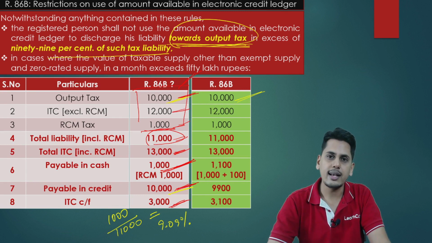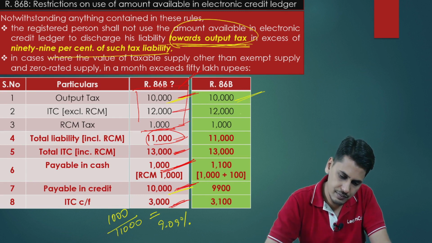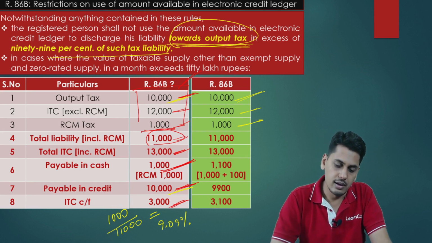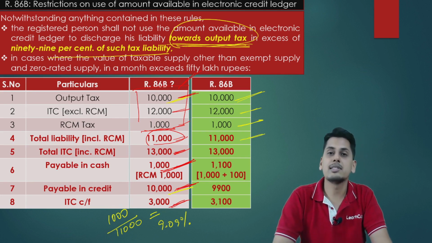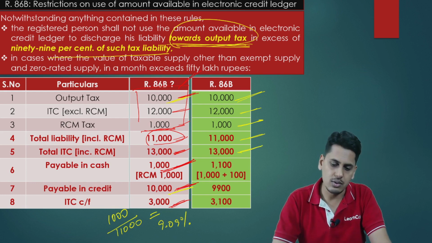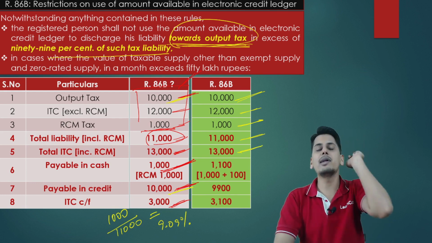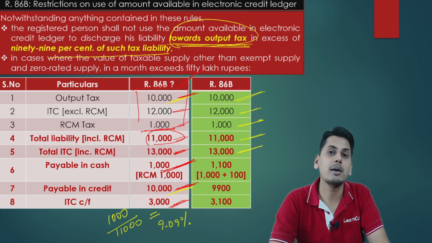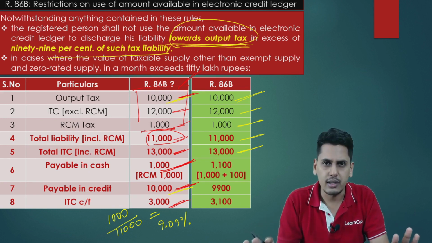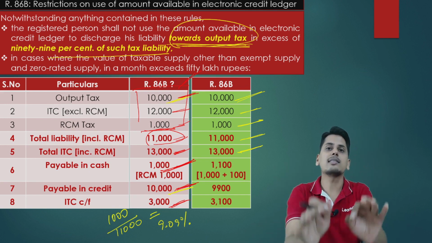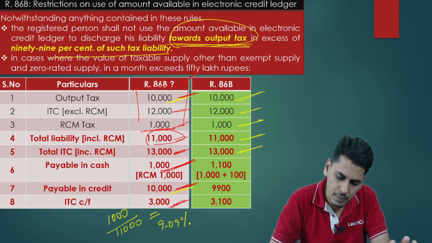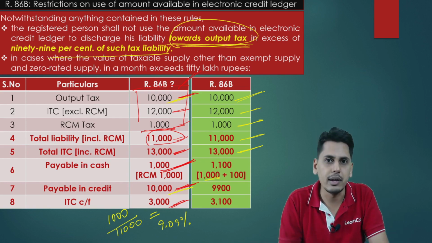10,000 is your output tax. ITC excluding RCM is 12,000. Fine. RCM tax is 1,000. The facts remain the same. Now, total liability including RCM is how much? 11,000. Total ITC including RCM is how much? 13,000. Now, how much is payable in cash? Friends, 1,000 is payable in cash. I already know it. Even without 86B, I know that 1,000 is payable through cash because 1,000 is RCM liability. So 1,000 I pay through cash, which is for RCM liability.